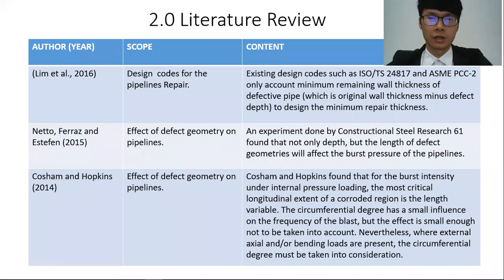Next is my literature review. Lim 2016 show that the existing design codes such as ISO and ASME only account minimum remaining wall thickness of defect pipe to design the minimum repair thickness. Neto, Ferreira and Estefen 2015 show that the experiment done by the Journal of Constructional Steel Research 61 found that not only depth but also the length of defect geometry will affect the burst pressure of the pipeline. Hossam and Hawking 2014 found that for the burst intensity under internal pressure loading, the most critical longitudinal extent of a corroded region is the length variable.